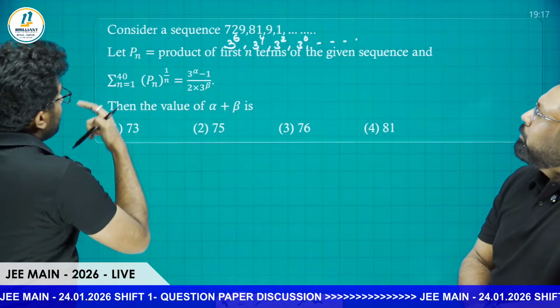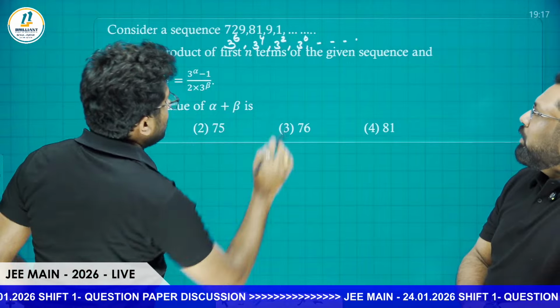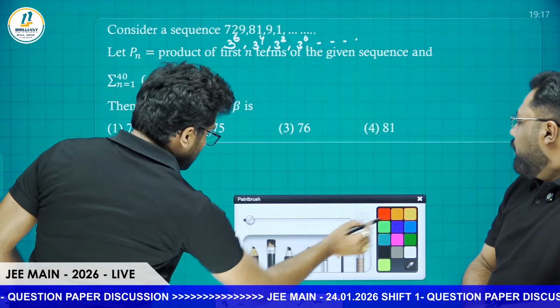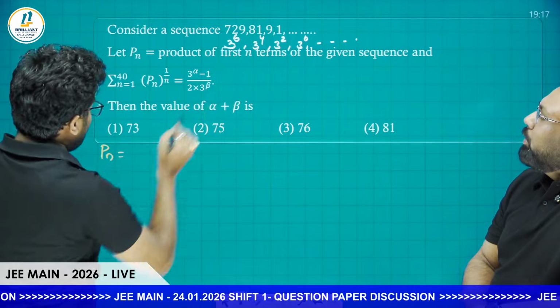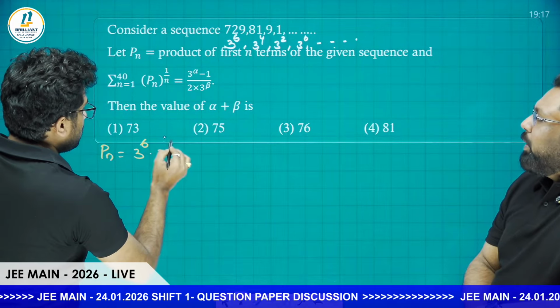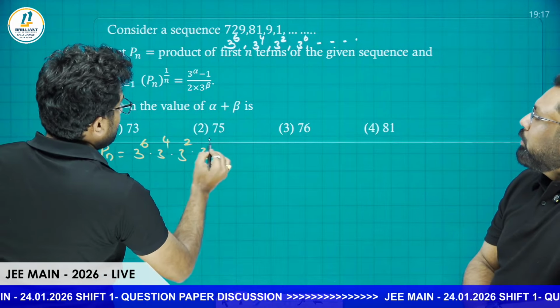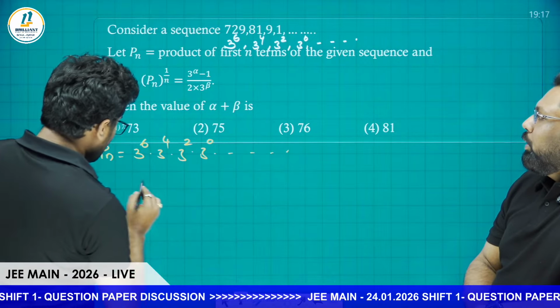Now Pn denotes the product of the first n terms. So Pn will be equal to the product of the first n terms: 3 power 6 into 3 power 4, 3 square, 3 power 0 and so on, up to n terms.